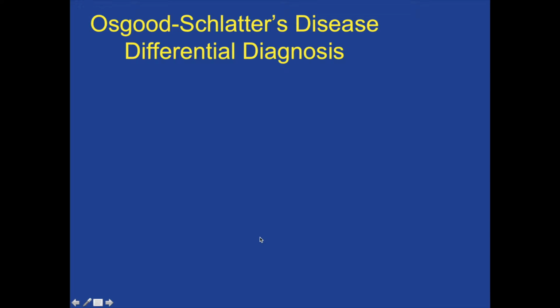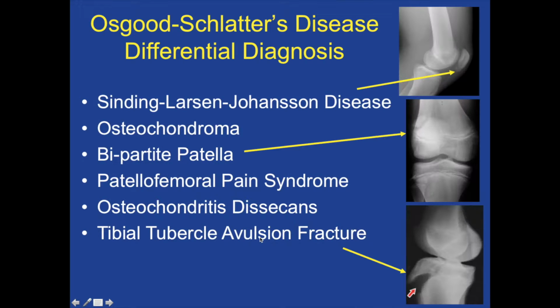It is important to know that there is a differential diagnosis for Osgood-Schlatter disease. One of the things to be aware of is the same condition can happen just a little bit superior from this tibial tubercle that is common at the Osgood-Schlatter. At the inferior pole of the patella, you can have something called Sinding-Larsen-Johansson disease. It's really the same exact entity as Osgood-Schlatter. There can be a benign tumor called an osteochondroma.